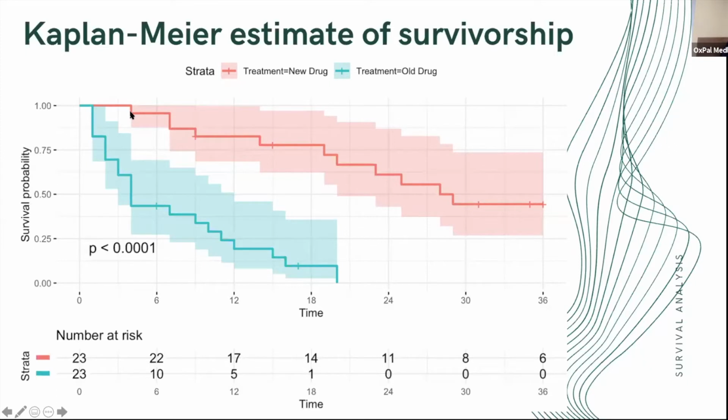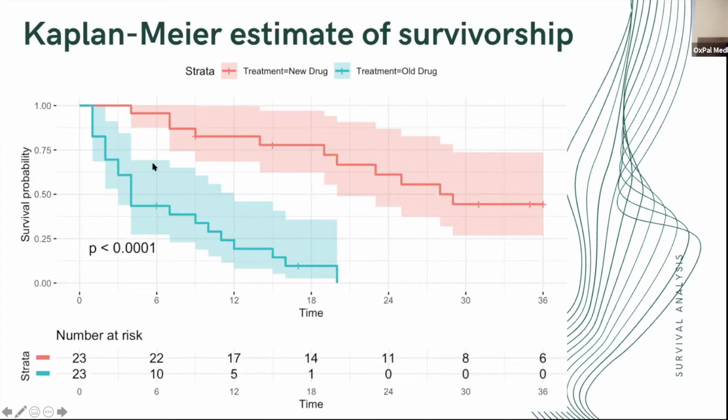And every time there is a drop in this curve, that represents an event happening. So every time there is a drop, you can see that a death has occurred. And every time you see these small dashes, those are censored observations. So censoring happened during that time. Another thing you will see here is two lines, one representing the new drug and one representing the old drug.